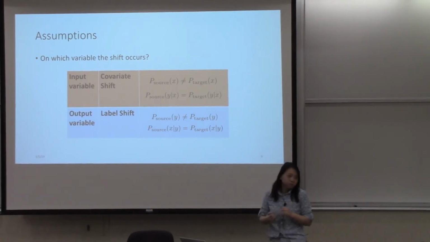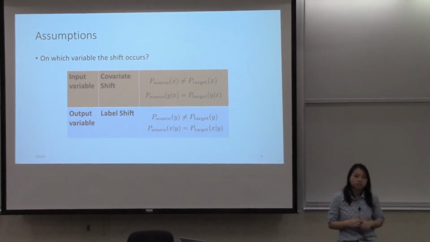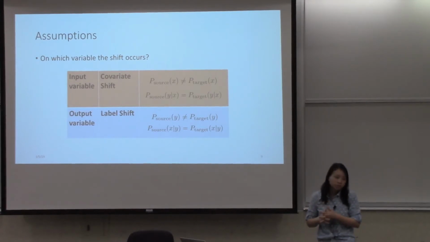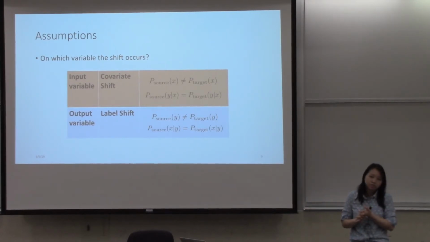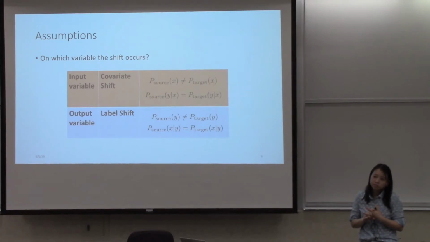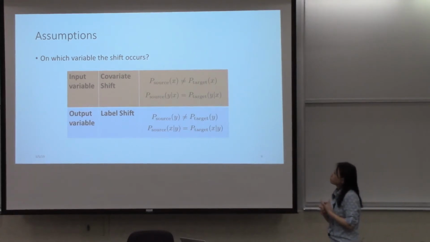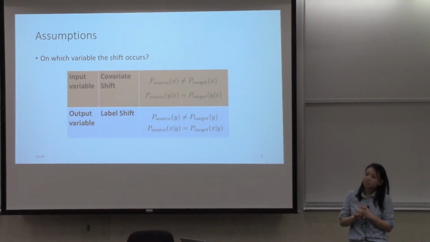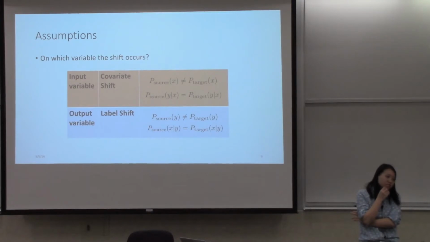Can people think of examples of either case? And of course, there are many that don't fit any of this, right? It could be a mix. But can you think of examples where this would be a good approximation, either the covariate or the label shift?